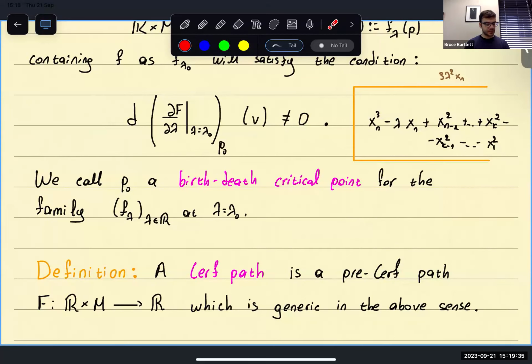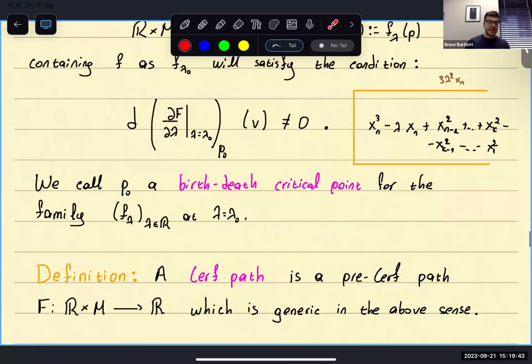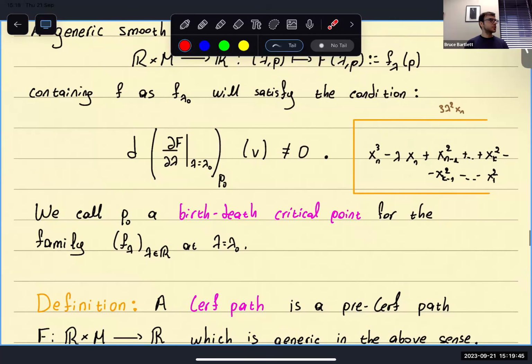When you say "generic" in the above sense, you didn't use the word generic. No, I'm being a little bit sloppy here, but this is a generalistic condition. So this is a condition that you would get. I see. And you can make that actually precise.